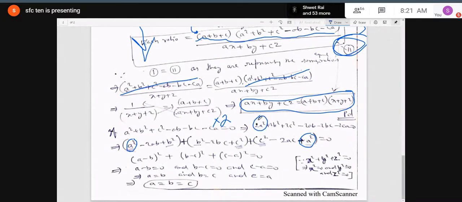If you see carefully, minus 2ab minus 2bc minus 2ac are already there, and if you add a square plus a square, it will give you 2a square, and b square plus b square will give you 2b square, and c square plus c square will give you 2c square. So the first bracket will take the shape of a minus b whole square plus b minus c whole square plus c minus a whole square equal to 0.